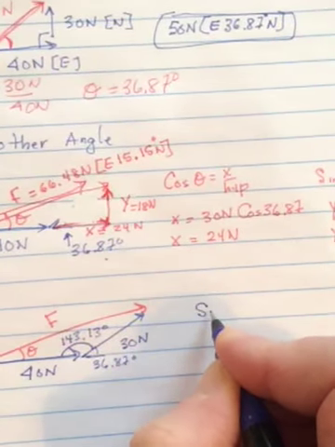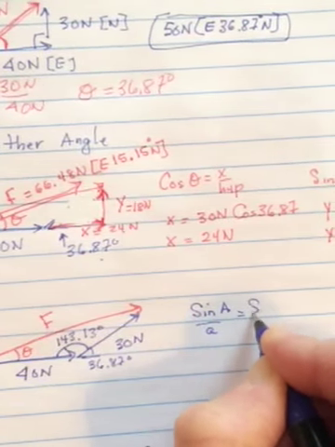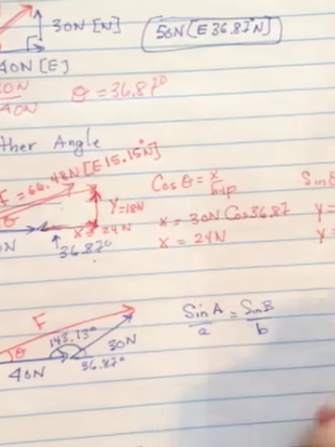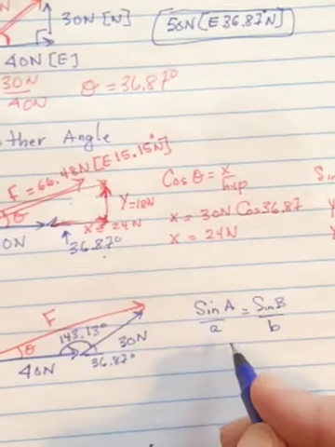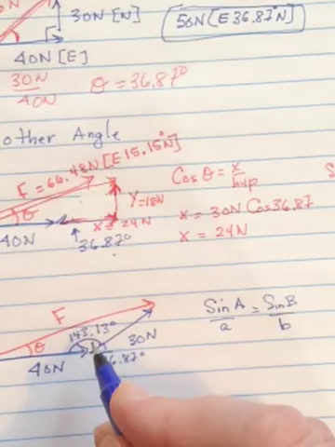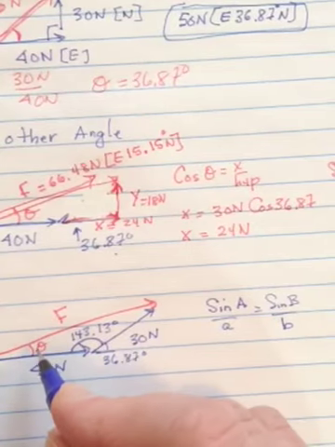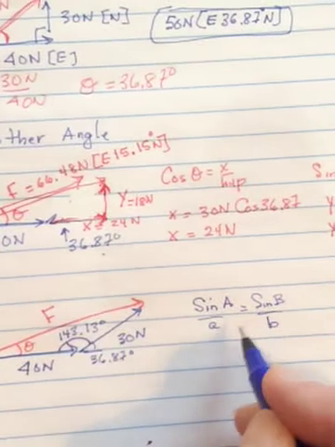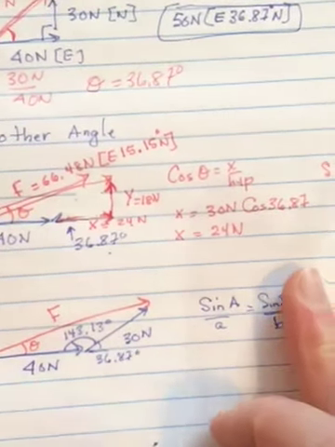But just to remind you, sine law is sine A over A equals sine B over B. And if you want, you could write sine C over C, but we only ever use two sides. To use the sine law, you need a side and its opposite angle. We don't have that here, right? We have a side, but we don't know its opposite angle. We have an angle, and we don't know the opposite side. But to use the sine law, you need a pair. And so we don't have a pair here, so it has to be the cosine law.